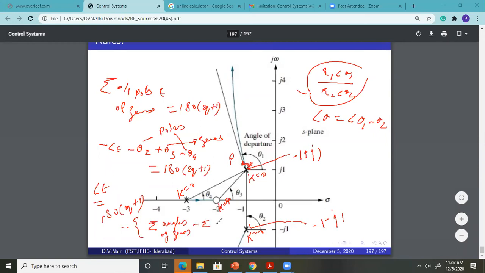minus the sum of angles of poles, right? So in this case, what will it be, guys? Now we need a calculator here to find out all these angles. What is theta 2 here equal to? Let us work it out.